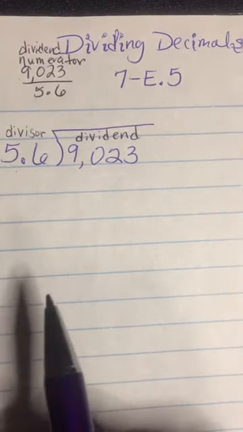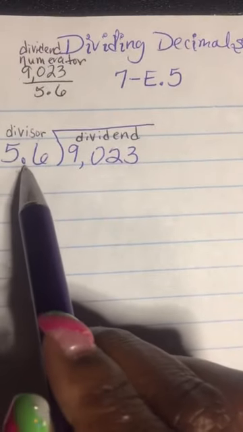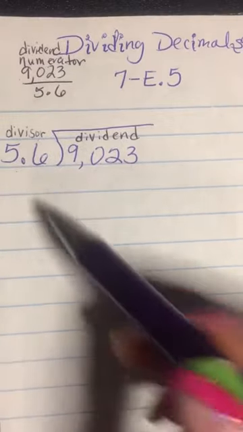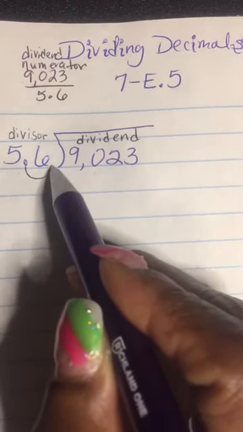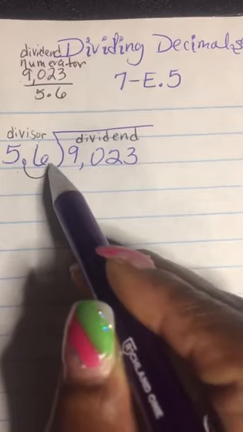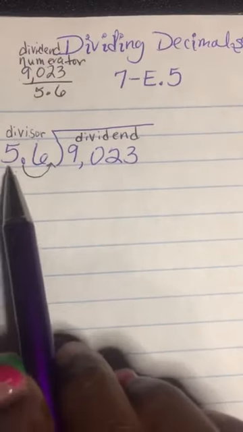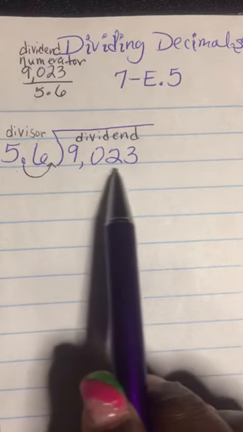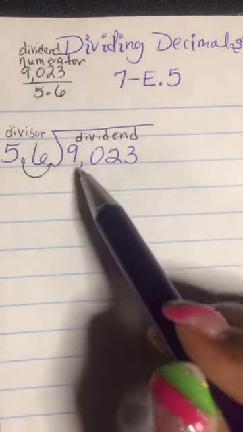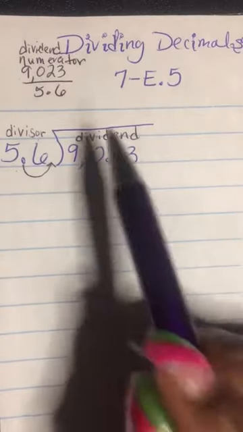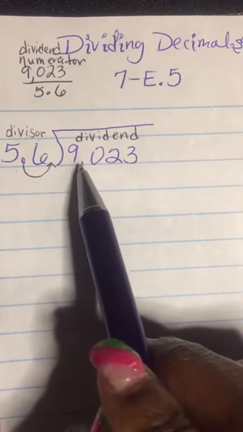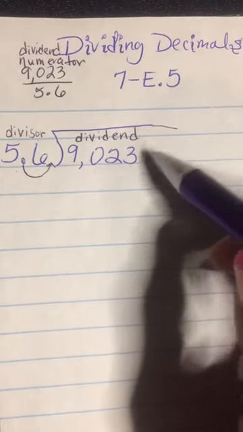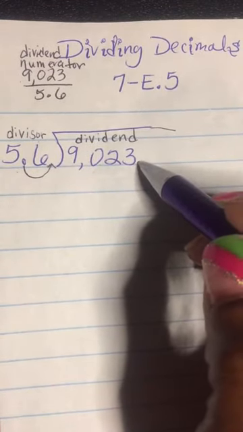Second thing to know is that the divisor cannot have a decimal. So we need this divisor to be a whole number. So we're going to take this decimal and move it here so that I can have the number 56 instead of 5.6. If I move the decimal here, I also have to move the decimal on the inside. Don't let this comma confuse you. This comma is not a decimal. This just means 9,000. Your decimal is imaginary and it's right here at the end.